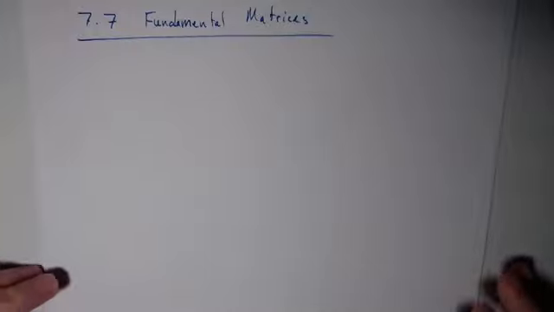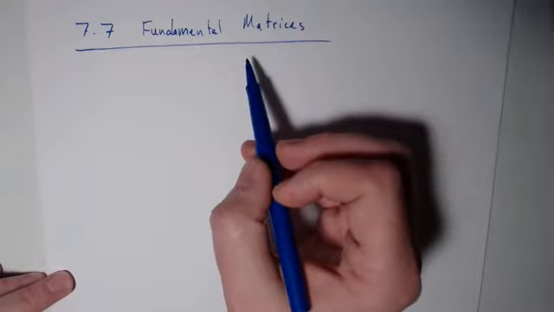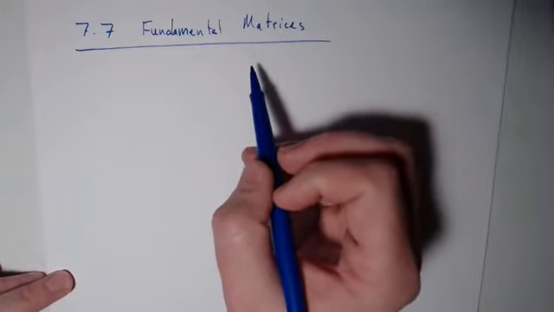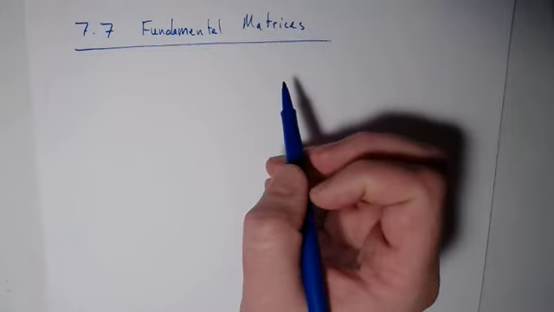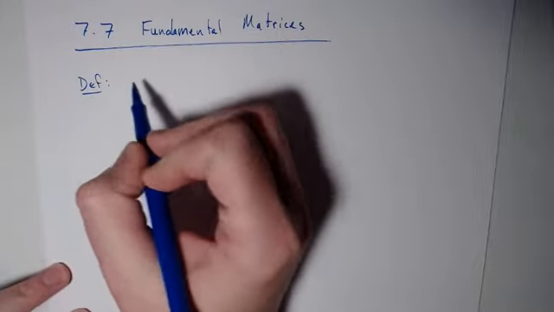Hey class, this is going to be your 7-7 video. So 7-7 is all about fundamental matrices, which is not really a new concept. A fundamental matrix is going to be the same matrix that we took the determinant of to calculate the Wronskian. So let's go ahead and define that quickly.